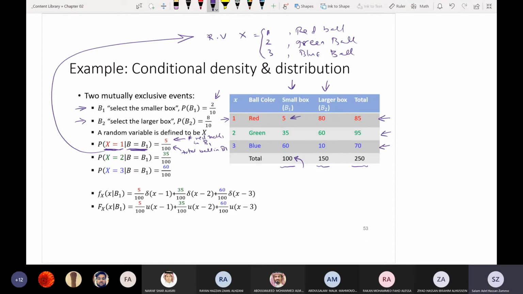Okay? Similarly, I can ask another question. What is the probability that X equals 2 given the same condition, box 1 was selected? 35 over 100. It's the number of green balls in box number 1 divided by 100. Excellent. So it's 35 over 100.